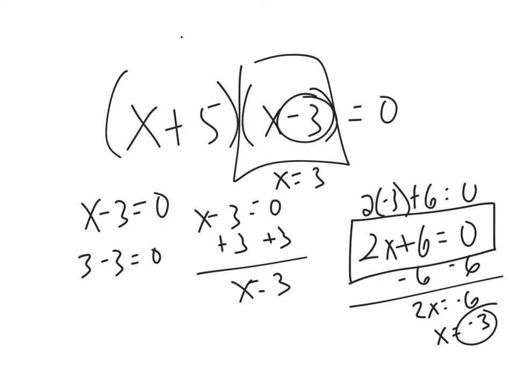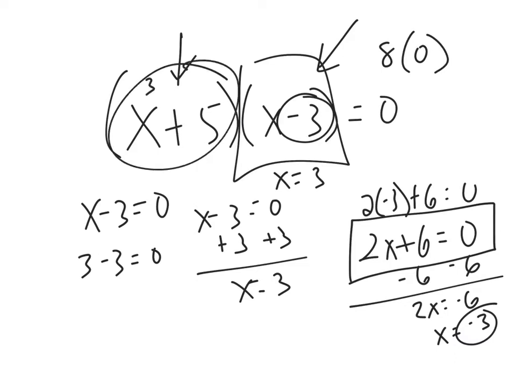Now, does 3 work for this one? No. Okay, 3 doesn't make that 0. 3 makes that 8, right? But the deal is, only one of them has to be 0. So if I put 3 in, that would make this one 0. So 8 times 0, because we said this one would be 8, right? If I put a 3 here, that'd be 8. 8 times 0, that's still going to be 0, isn't it? So only one of these two things has to be 0. Let's talk about that some more.